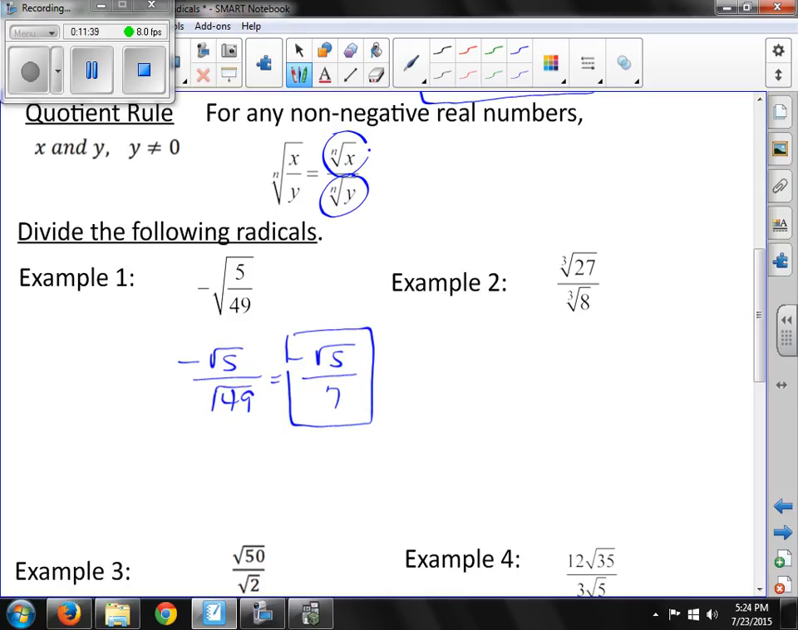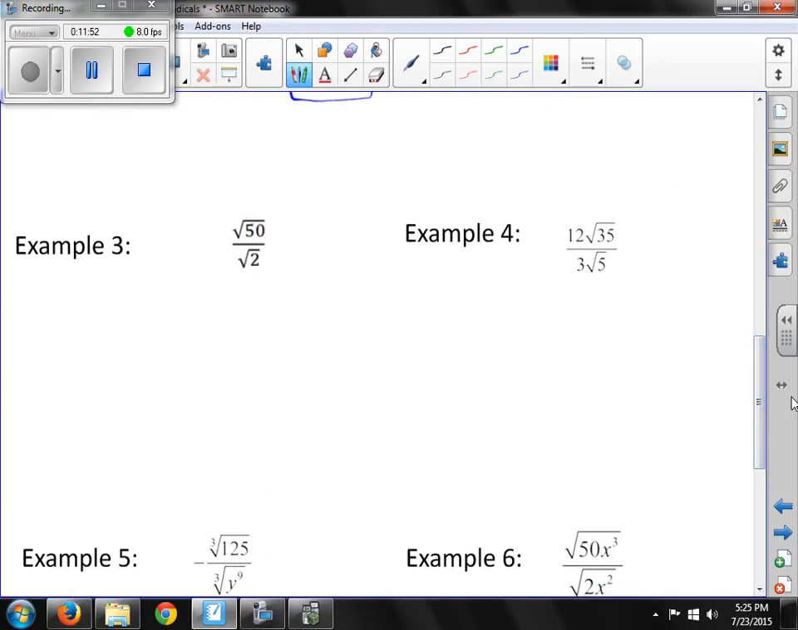The cube root of 27, if you think about the cubes, the cube root of 27 is a perfect cube, and 8 is a perfect cube. The cube root of 8 is 2, so that one was quite an easy problem. Example 3, the square root of 50 over the square root of 2, we can put this back together, and you see that 50 divides by 2. Put it all under one radical. 50 divides by 2, it gives me the square root of 25, and the square root of 25 is equal to 5.